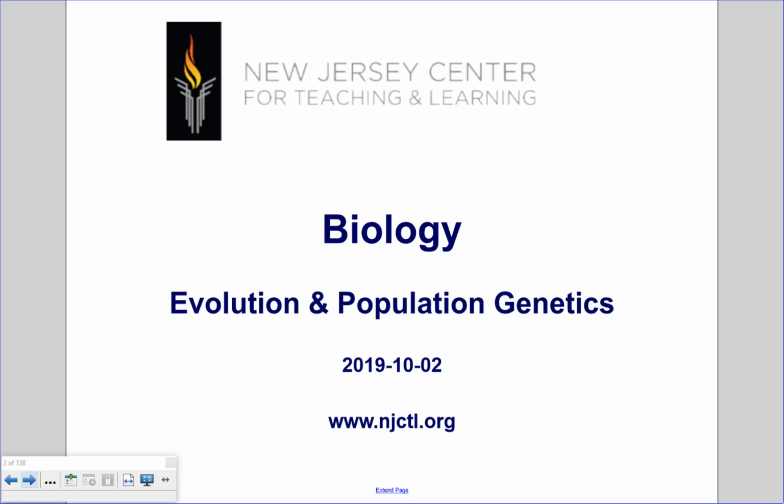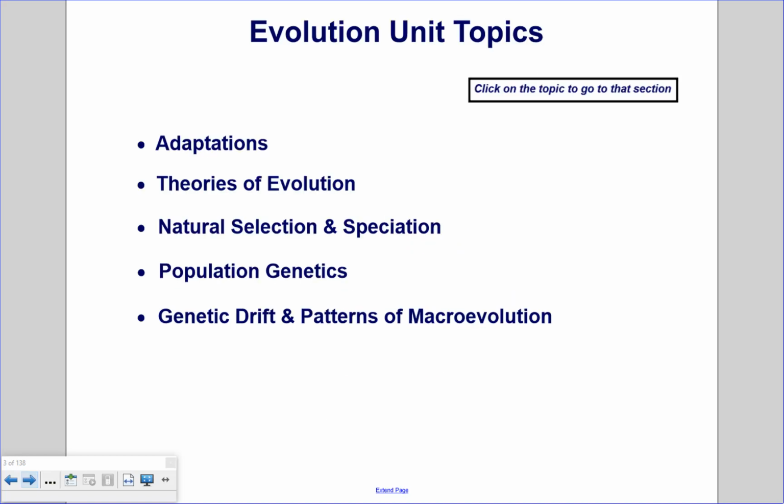Biology, evolution, and population genetics. In this unit, we will discuss topics that include adaptations. These are traits that organisms have to help them survive in their environments. Theories of evolution, how these organisms get adaptations over time. Natural selection and speciation, survival of the fittest, which could lead to different species being developed.